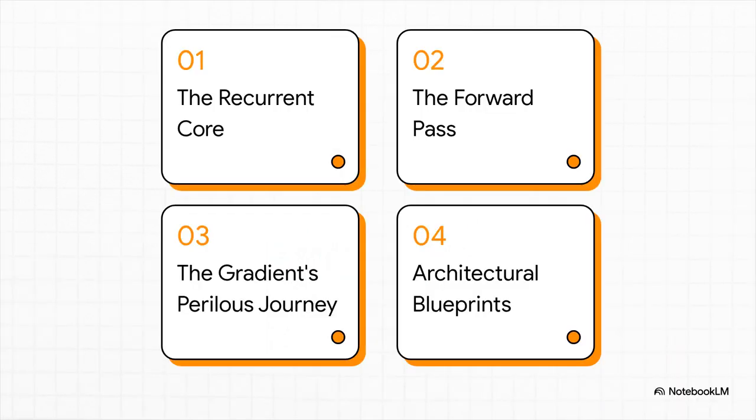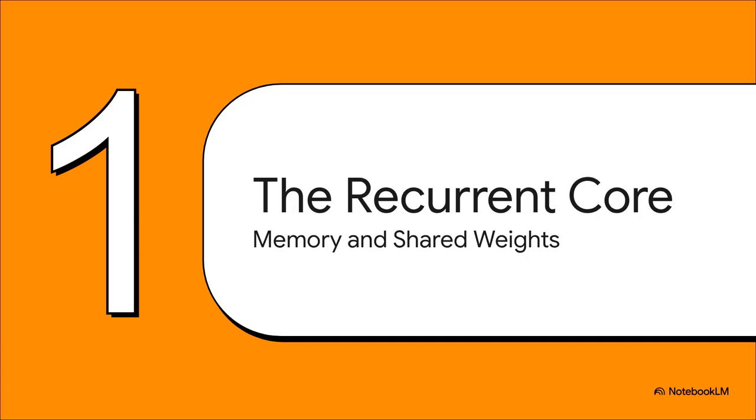So here's our game plan. We're going to start by taking a close look at the absolute heart of the RNN, its recurrent cell. Then we'll trace how data actually flows through it when it processes a sequence. After that, we are going to stare directly into the face of the single biggest problem that plagues these networks during training. And finally, we'll see how these simple cells can be arranged into different blueprints to build some incredibly powerful systems.